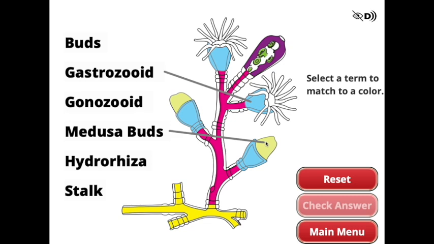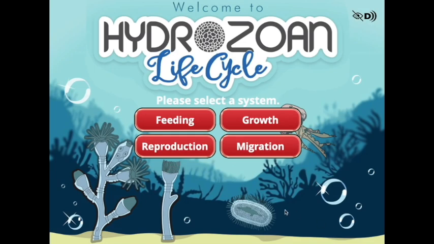After you've matched all structures and names, choose the Check Answer button to evaluate your matches. Select the Main Menu button to return to the main screen.